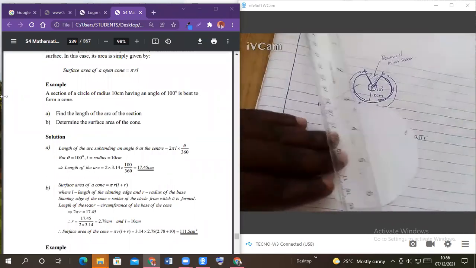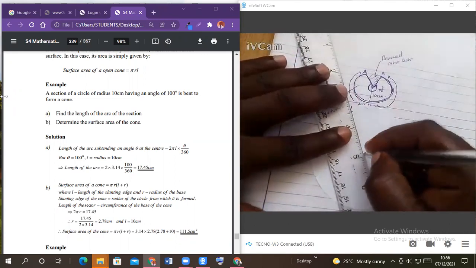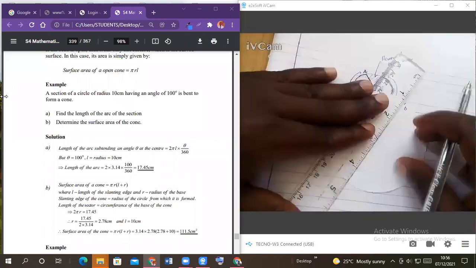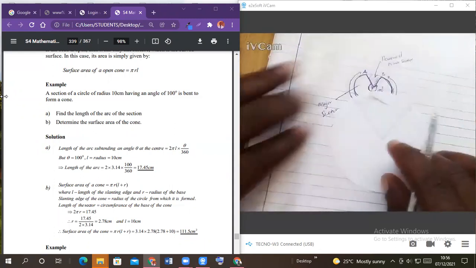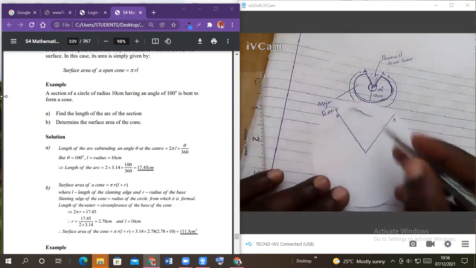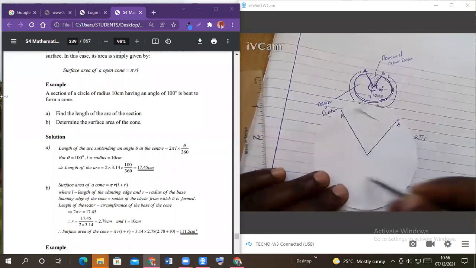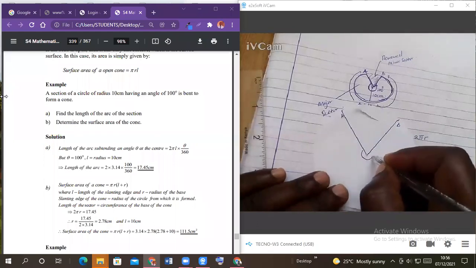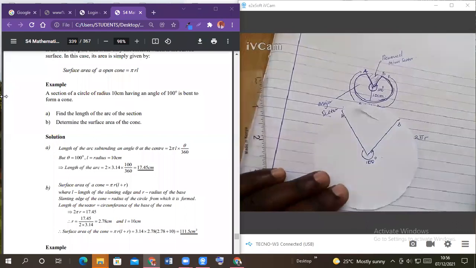The section we are going to create is this one that we are going to remove from the center. We are going to remove this part. So this is the minor sector, and this is the major sector. The angle of this section that is going to form our cone is 100 degrees.